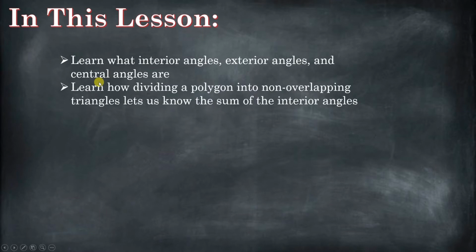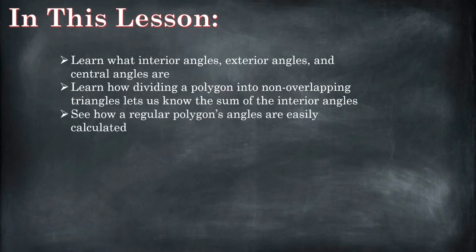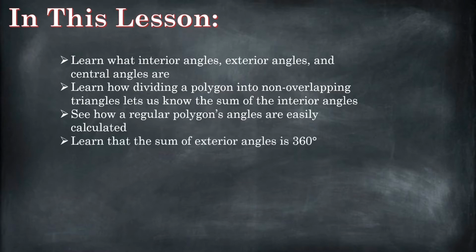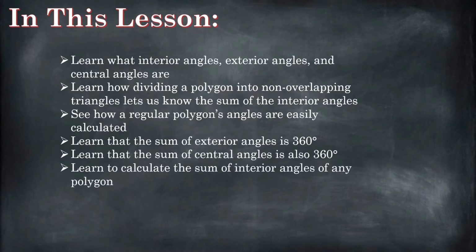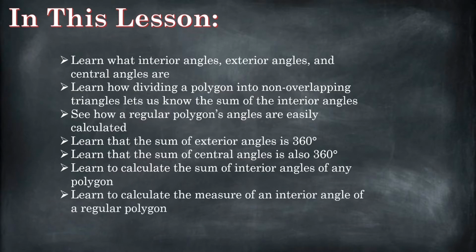We're going to learn that if we divide a polygon into non-overlapping triangles, we can learn about the sum of the interior angles, and we can also learn about the individual angles of a regular polygon. We're also going to learn that the sum of the exterior angles is 360, the sum of central angles is 360, and we're going to learn how to calculate the sum of interior angles of any polygon whatsoever. And we're going to do all of this in a way that each of these ideas is interconnected and easy to recall. So let's get to it, shall we?